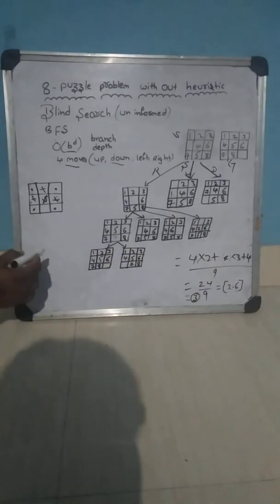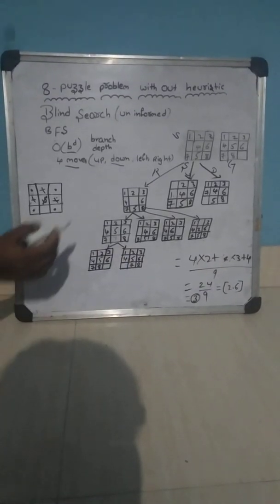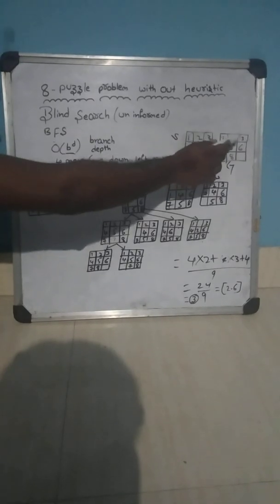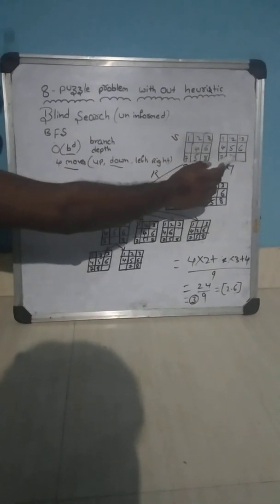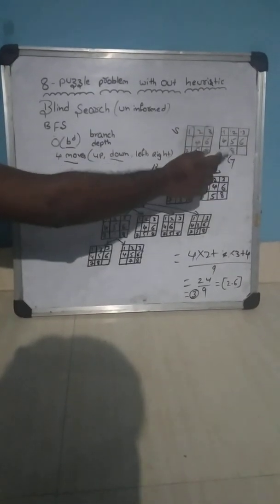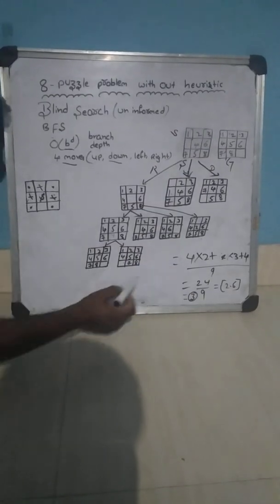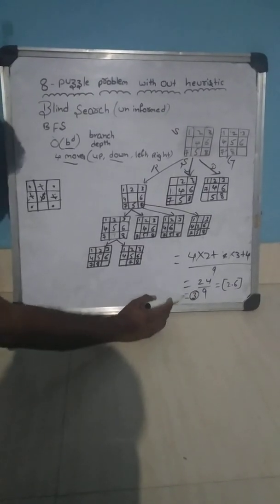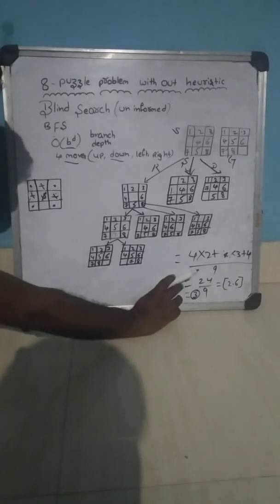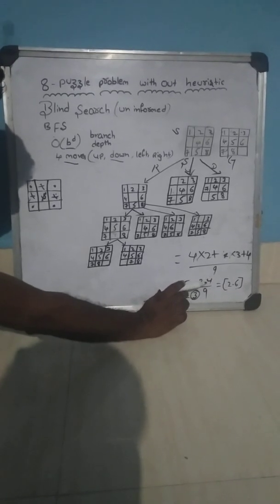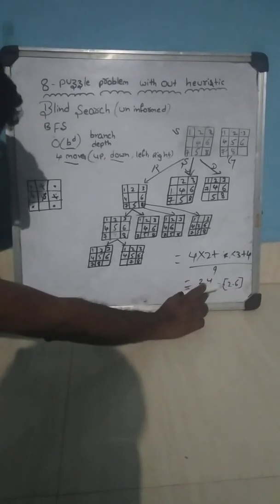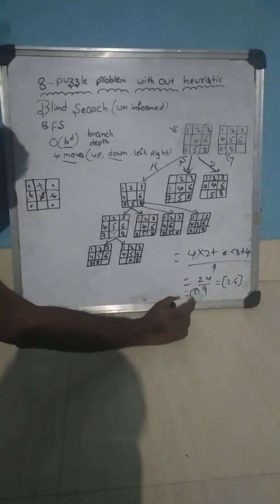Now divided by 9. What is the use of 9 here? Because how many slices here totally? 1, 2, 3, 4, 5, 6, 7, 8, 9. So totally 9 slices. I am writing the tiles number 9, total number of tiles. So if you calculate, what you will get? So 4 into 2, 8. Then plus 4 into 3, 12, plus 4. That is 24 by 9. We will get approximately 2.6. That is approximately 3.